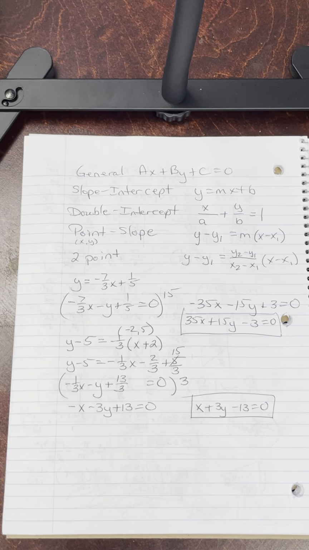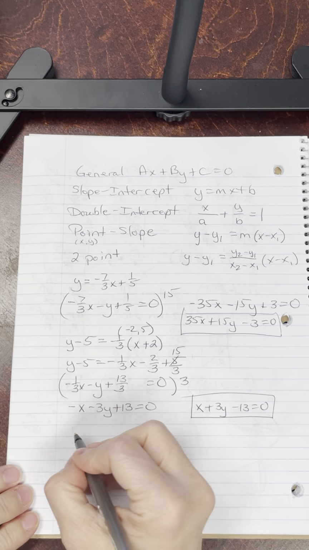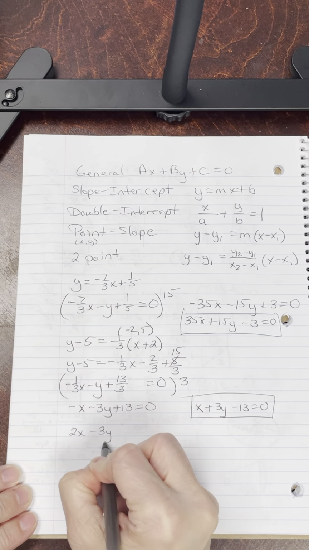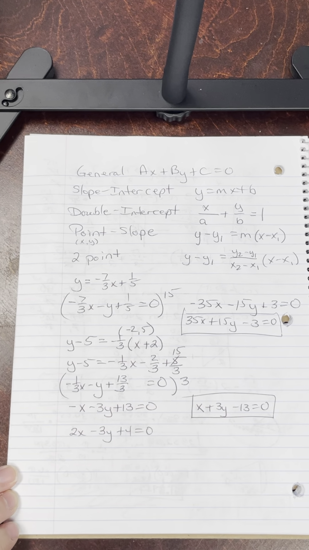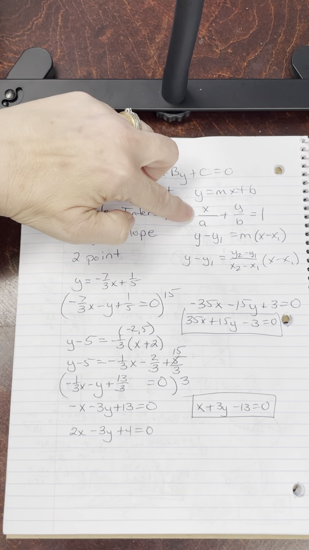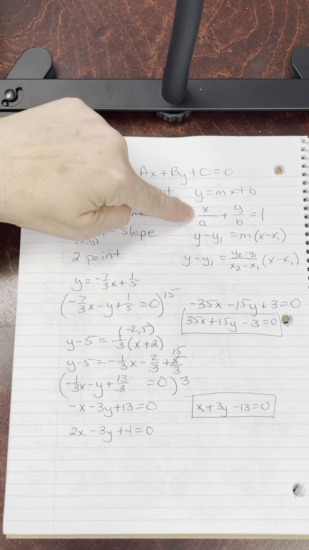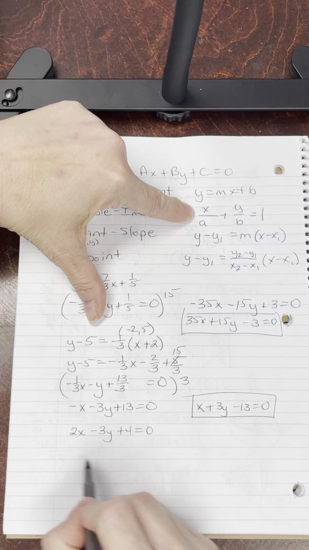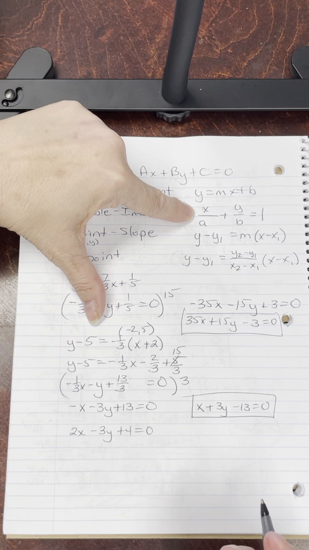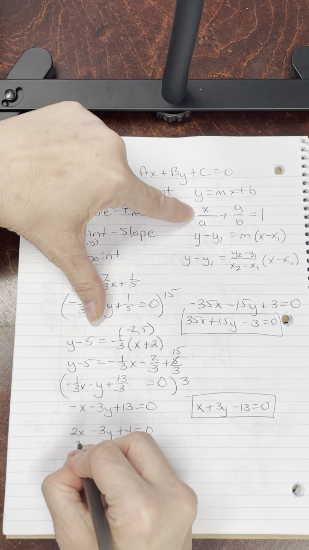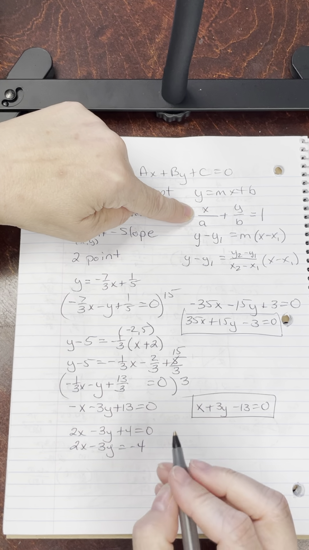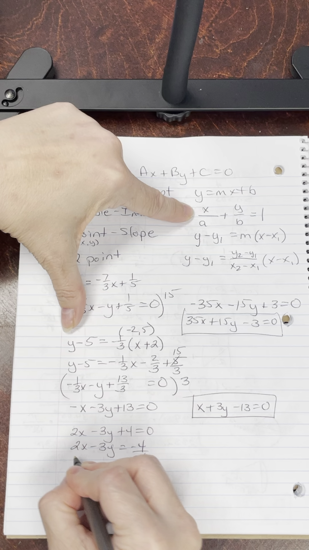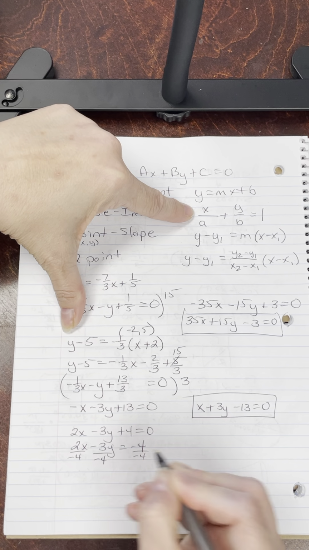And now a final example, 8, write 2x minus 3y plus 4 equals 0, so it's in general form, in double intercept form. Double intercept, so I want it to equal 1. So having these memorized this way helps me understand how I need to begin to manipulate. So if I need it equal to 1, I need the 4 to move over. So 2x minus 3y equals negative 4. And now to turn that into a 1, I divide every piece by negative 4.